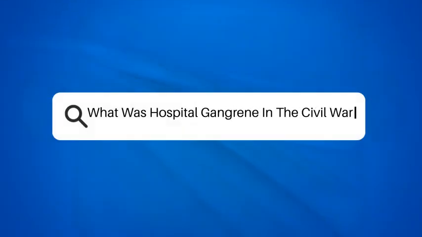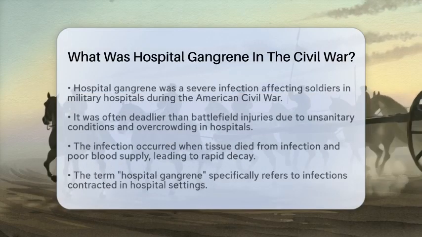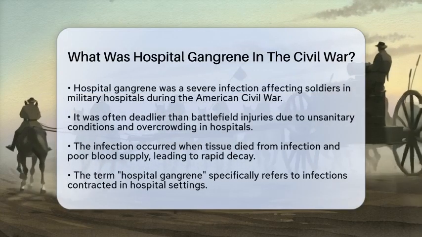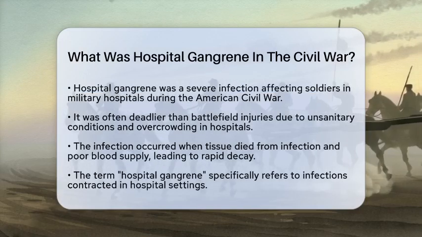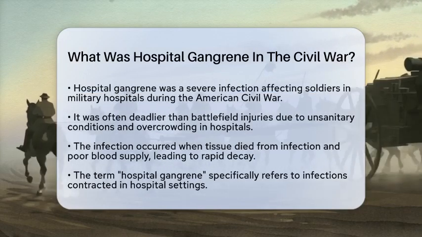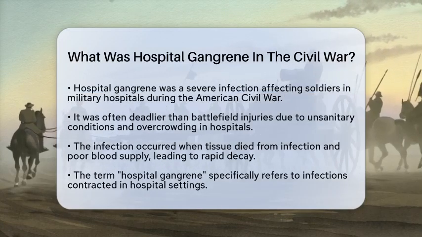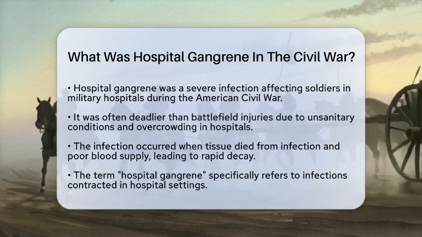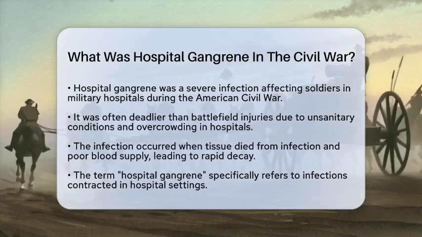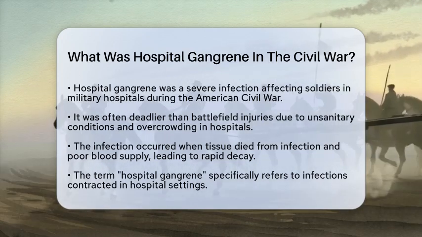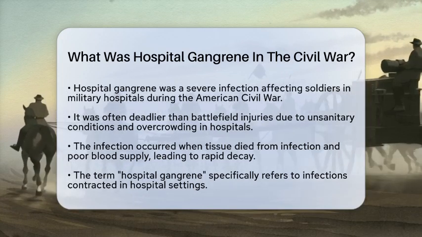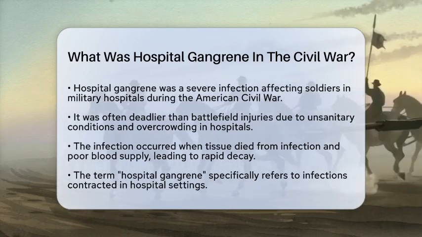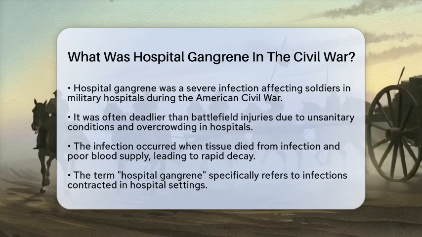What was hospital gangrene in the Civil War? Have you ever wondered how injuries during the American Civil War could lead to infections that were often more deadly than the battles themselves? One of the most alarming conditions was hospital gangrene. This severe infection primarily affected wounded soldiers in military hospitals, where overcrowding and unsanitary conditions were rampant.